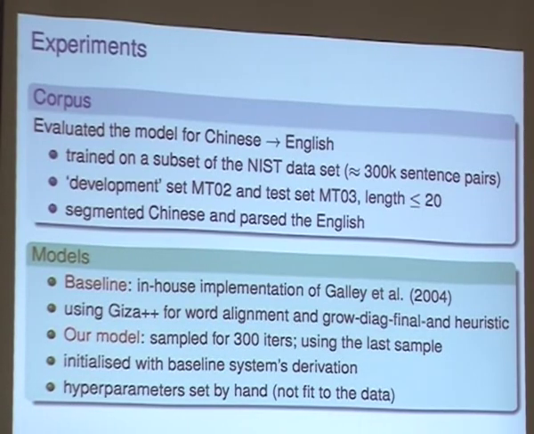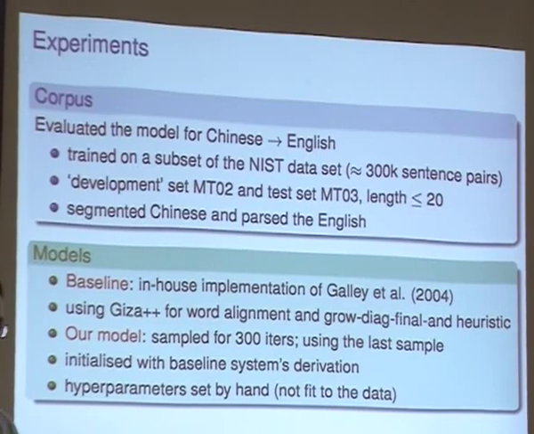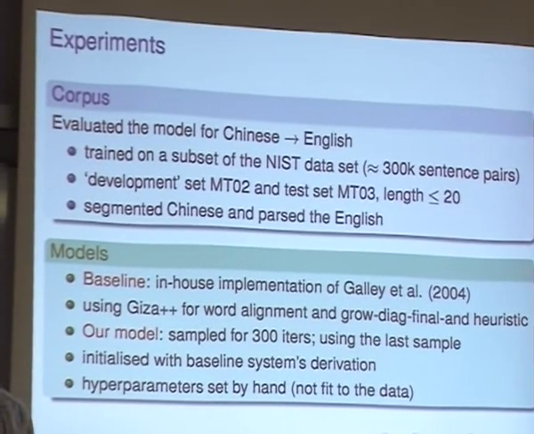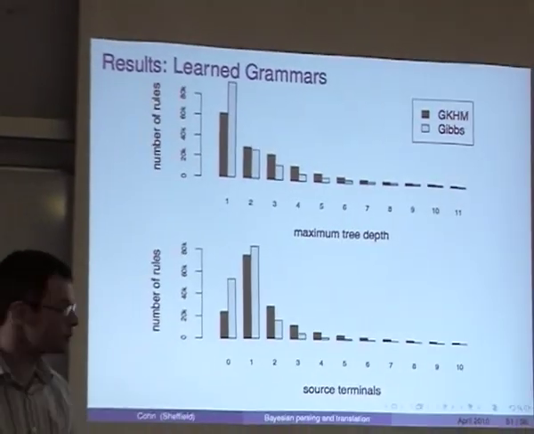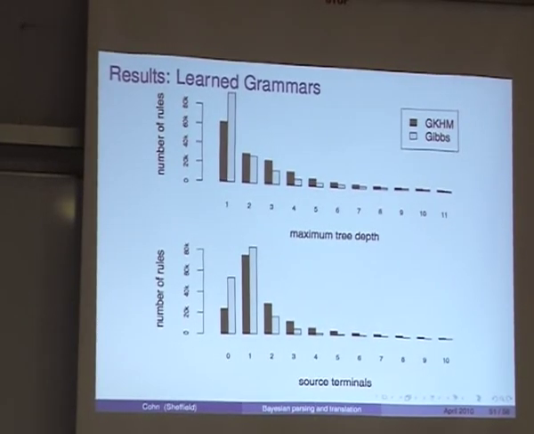We used the last sample for defining our decoder, and then we ran our in-house decoder to get the best strings for all of our test translations. We initialized our system with the baseline system, so that it was somewhere near the solution, so that it didn't have to train for too long to get to a good solution. And we set the hyperparameters by hand rather than fitting them to the data. Perhaps we could have actually learned them at the same time, but we didn't choose to in this model.